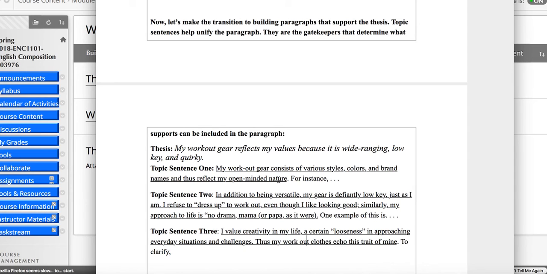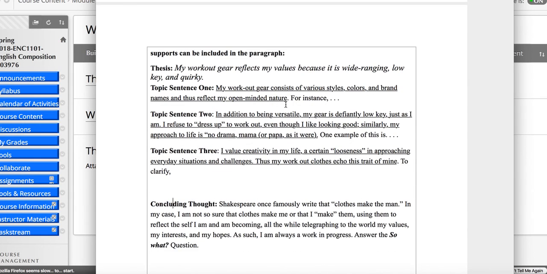So I am open-minded, I'm low-key, and then third, I value creativity in my life, a certain looseness in approaching everyday situations and challenges. Thus, my workout clothes echo this trait of mine. To clarify, and so on and so forth.